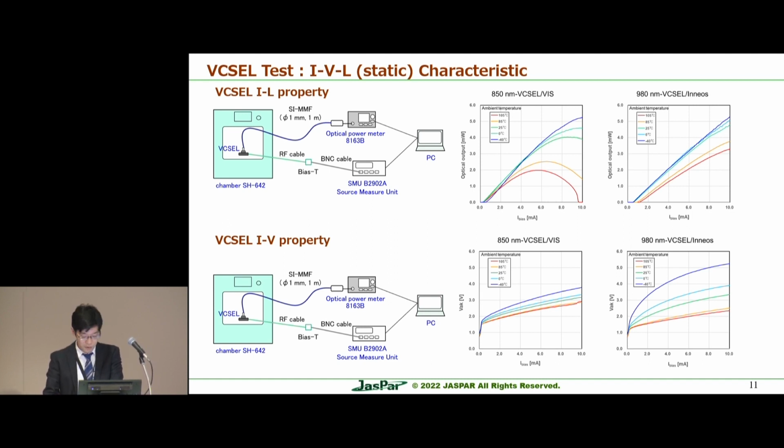For the IV measurement, we use the same schematic diagram as the IL measurement, but the y-axis shows the forward voltage. The forward voltage of 850 nanometer at VIS has a small variation in differential resistance against temperature, allowing for high-speed communication. The forward voltage of 980 nanometer at ENEOS increases when the ambient temperature is low.